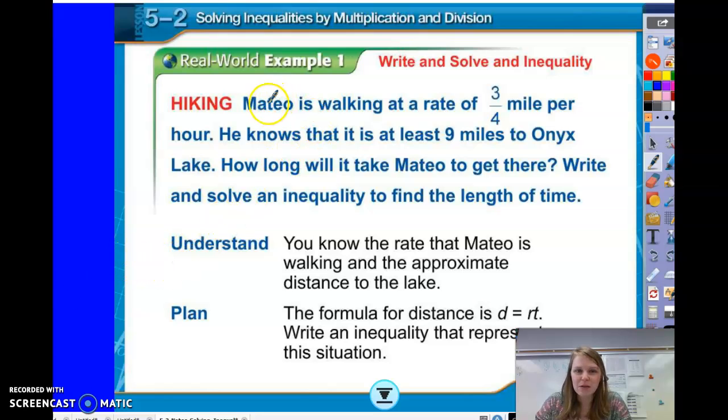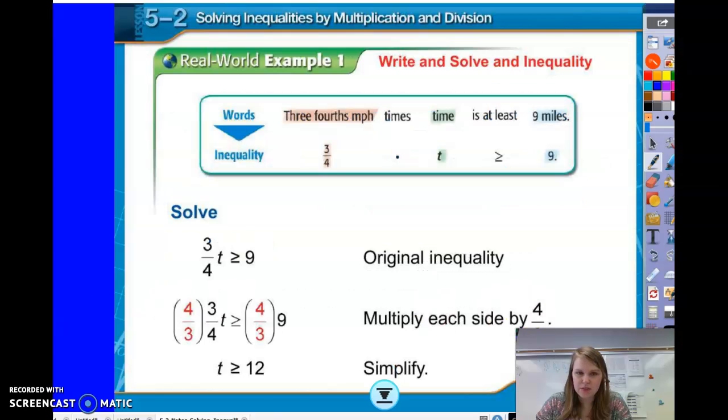Mateo was walking at a rate of 3/4 of a mile per hour. He knows that it's at least 9 miles to Onyx Lake. How long will it take him to get there? Write and solve an inequality to find the length of time. We know that distance equals rate times time, so let's use that to help us out here.